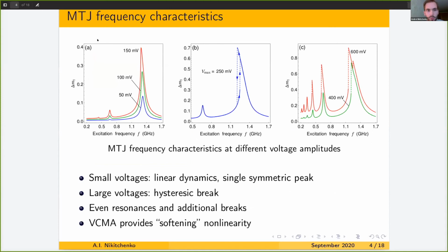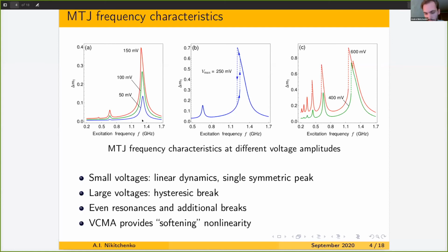Namely, here in the slide, one can see three frequency characteristics of precession amplitude. In panel A, we can see small voltages, and here only one symmetric peak appears around the natural precession frequency.